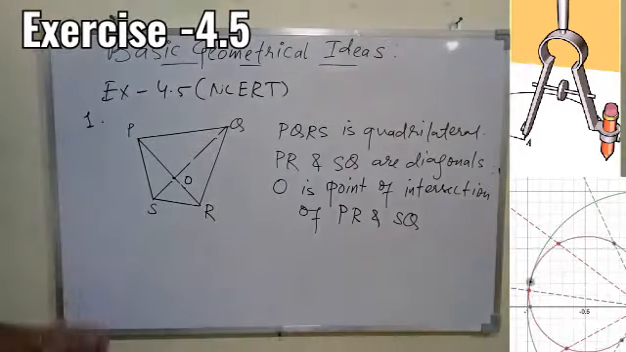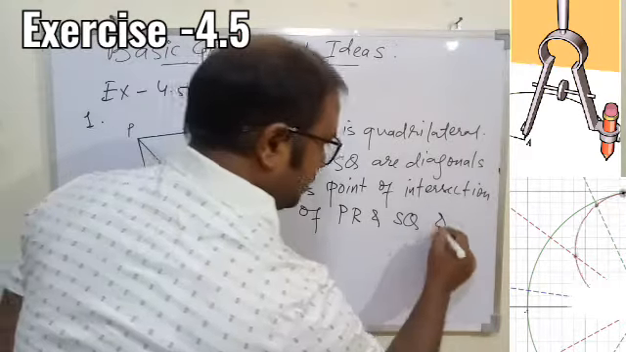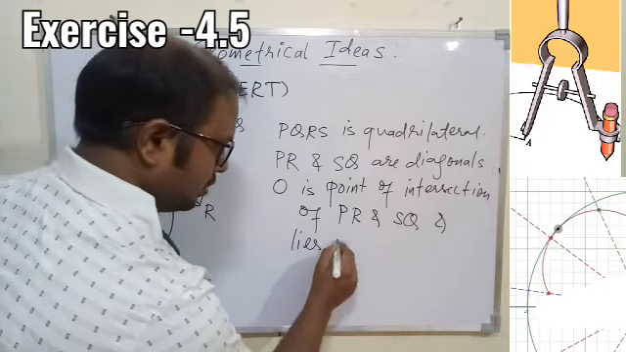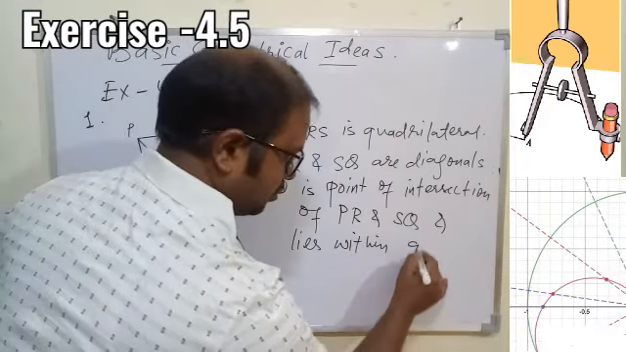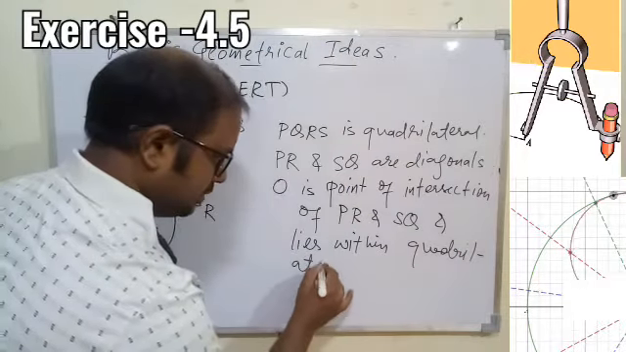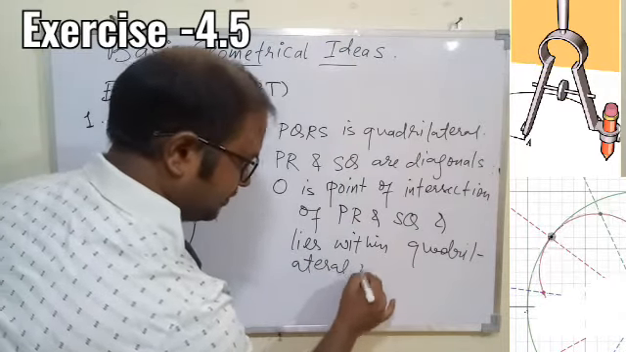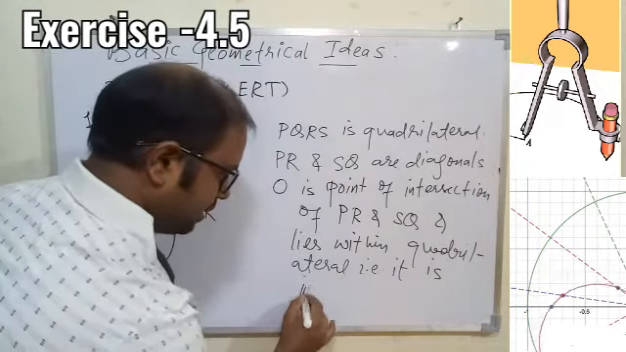Now it is understood this point is within the quadrilateral, so it must be the interior. And we can write down: lies within the quadrilateral, that is, it is an interior point.